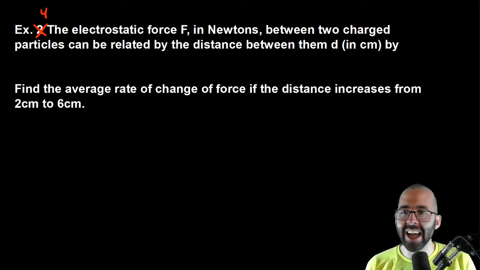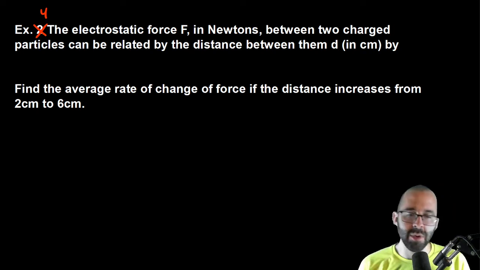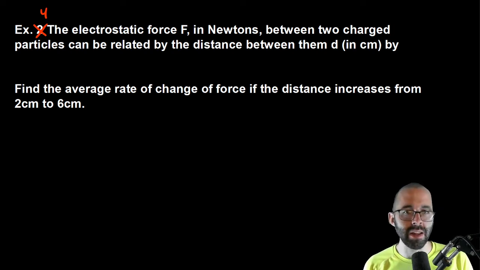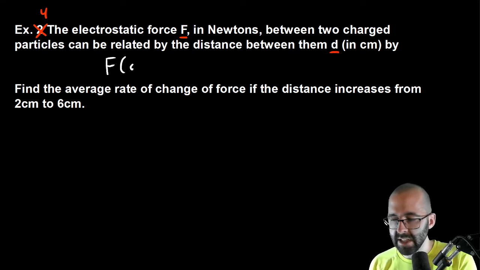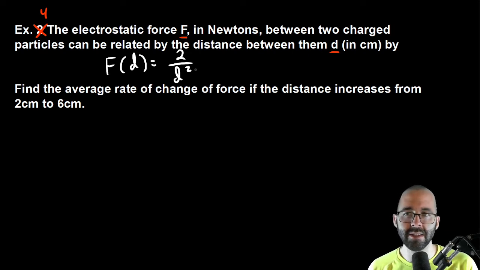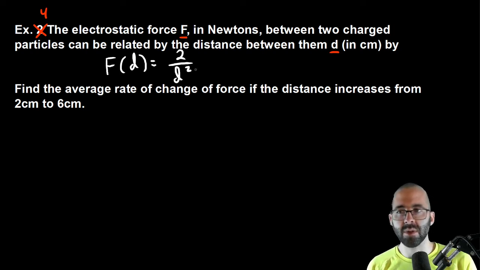where we have the electrostatic force F. Let's call the electrostatic force F in newtons, how we measure force in the metric system, between two charged particles can be related by the distance between them, d. So here's our two variables, output F, input d. D is given in centimeters by the following formula. F of d equals 2 divided by that distance squared. The force is 2 divided by the distance squared, where d is the distance between the particles. So find the average rate of change of force if the distance increases from 2 to 6 centimeters.